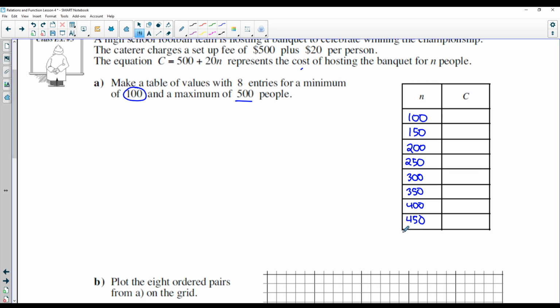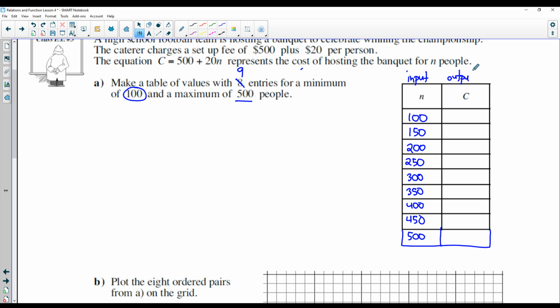Well, in order to do that, I need to have 9 entries. So even though it tells me to do it for 8 entries, I'm going to do 9. Okay, and it wants me to create a table of values. So I have all these input values here. And the cost is going to represent my outputs.